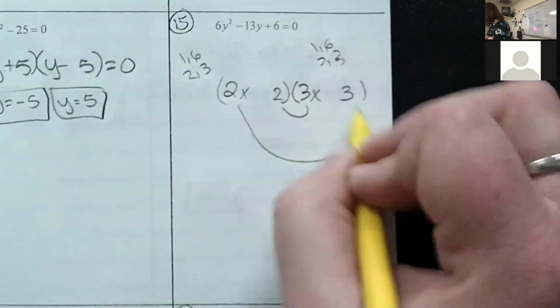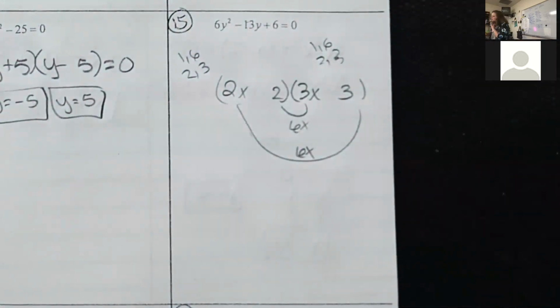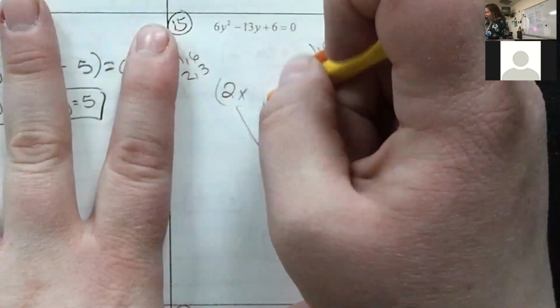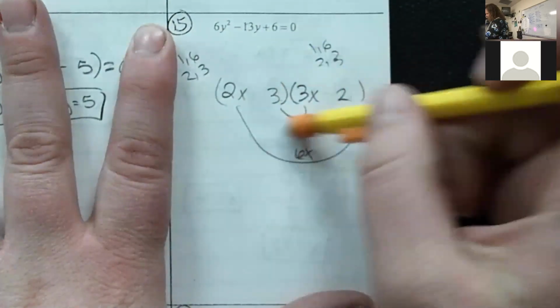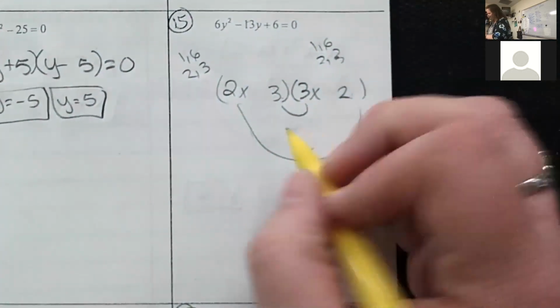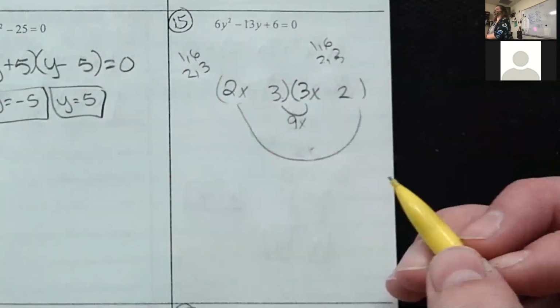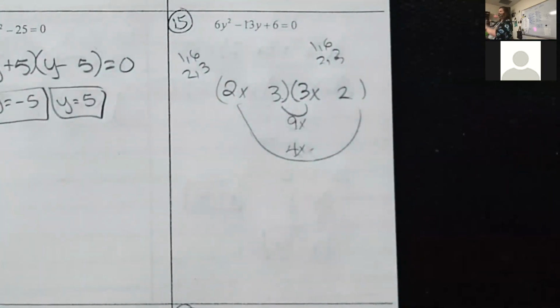Make my loops. Well, that's 6 and that's 6. Does that add to get me 13? No, it's so darn close. Well, let's switch 3 and 2. It's not going to change anything. Are you sure? Let's try it. Oh, yeah. 3 times 3 is 9. 2 times 2 is 4. Does that add to get me 13? Yes, and I need a -13.